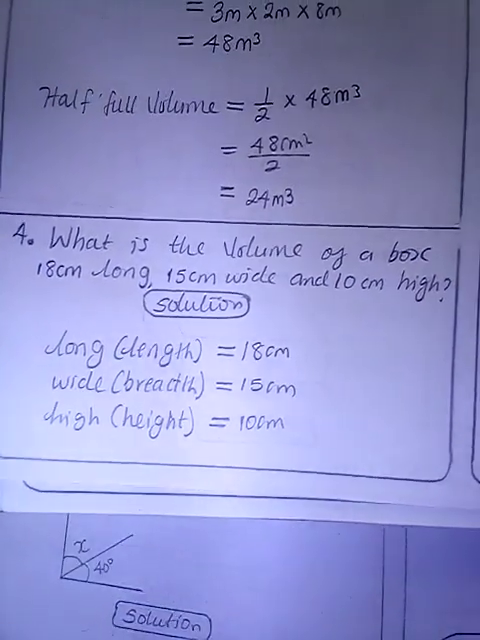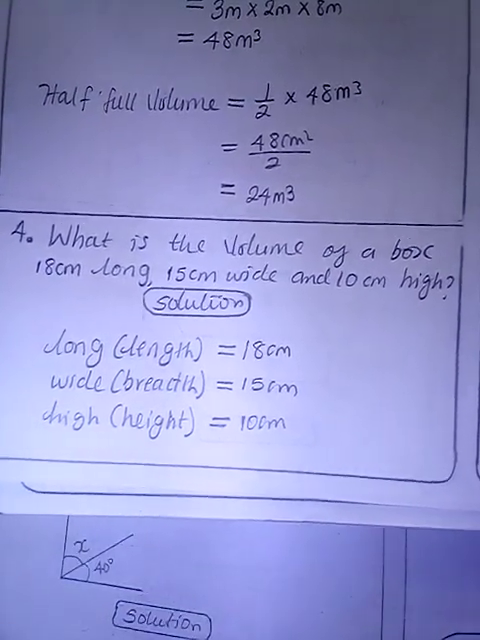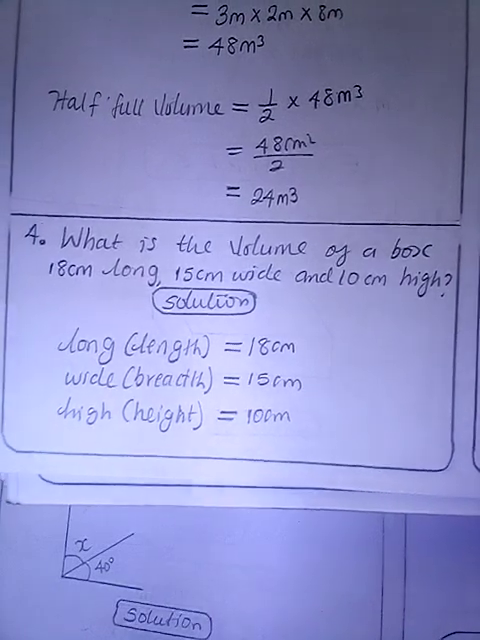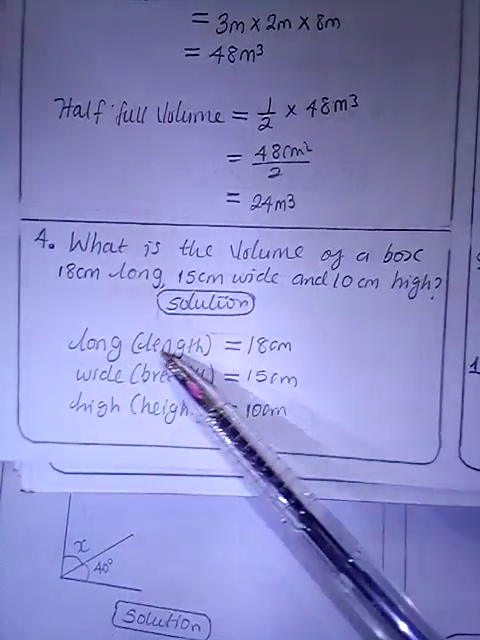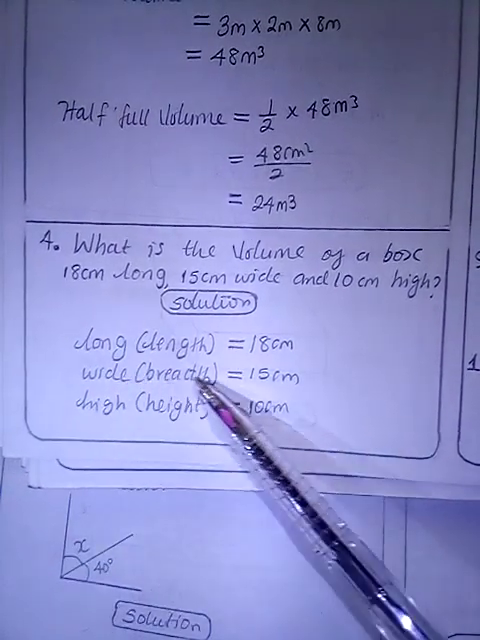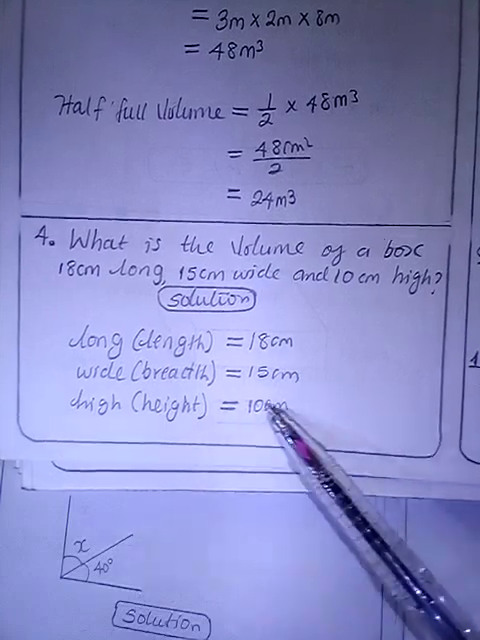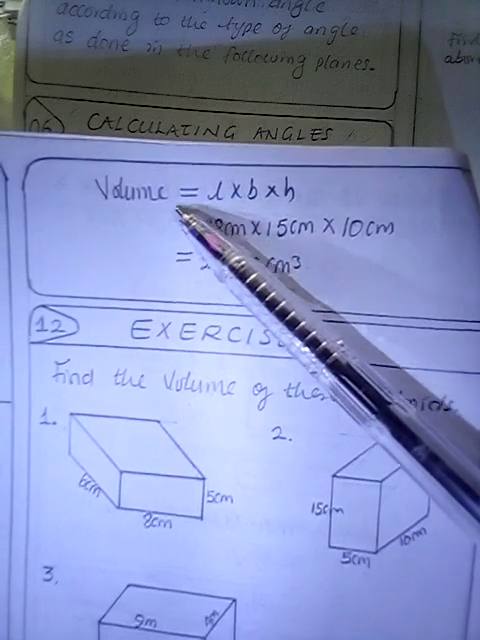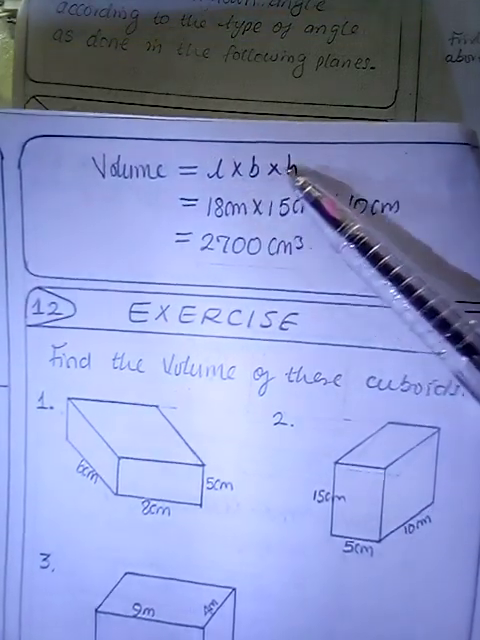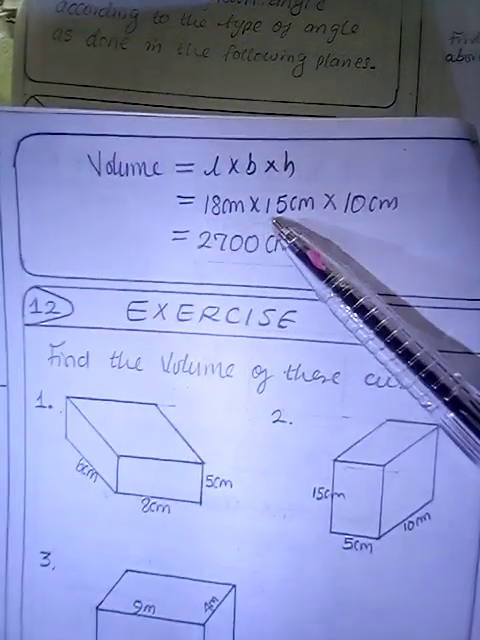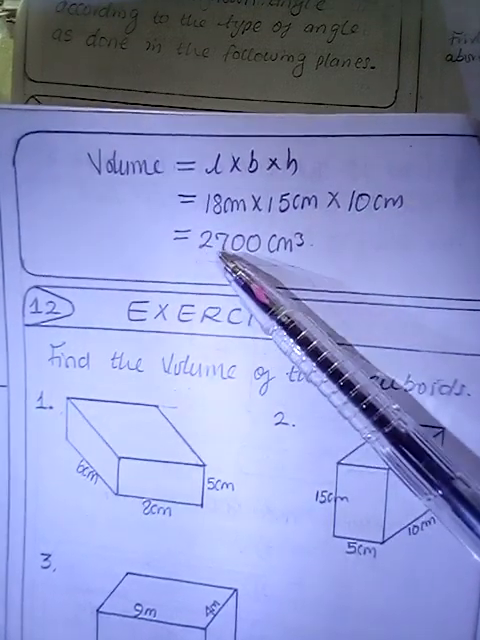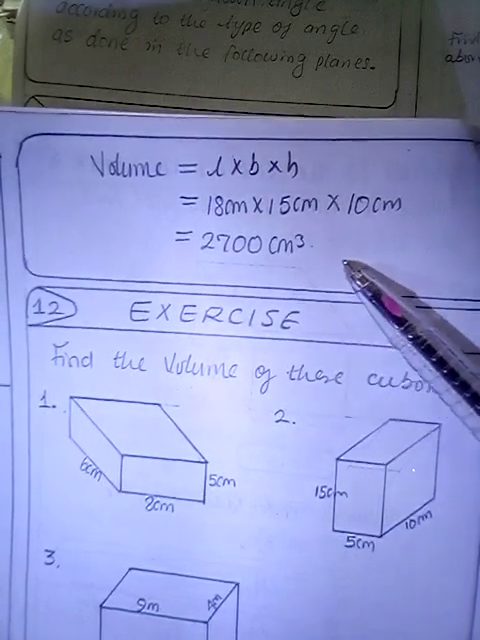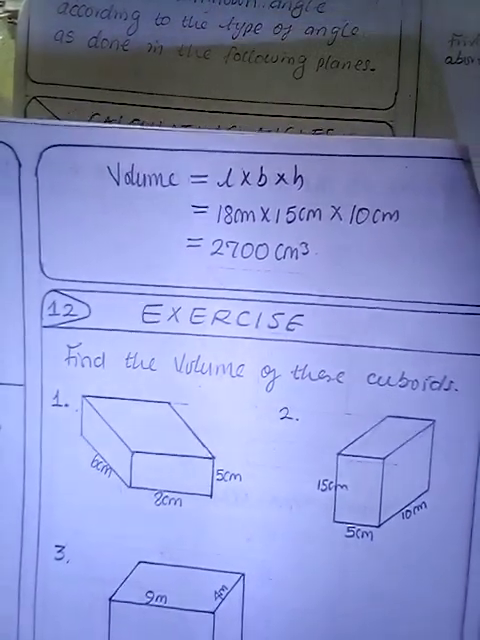Also, we have number 4 here. What is the volume of a box 18 cm long, 15 cm wide, and 10 cm high? As you can see, long here means length, which is 18 cm, wide means breadth, which is 15 cm, and high here means height, which is 10 cm. So the volume of that cuboid is length times breadth times height. This gives us 18 cm times 15 cm times 10 cm, which is 2,700 centimeter cube. That is the volume of that box.